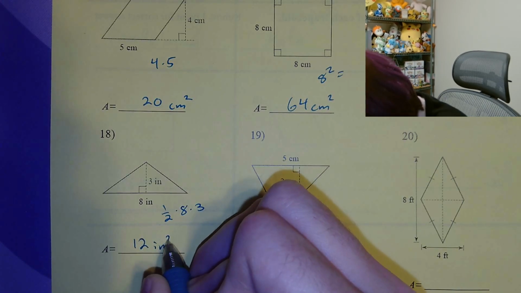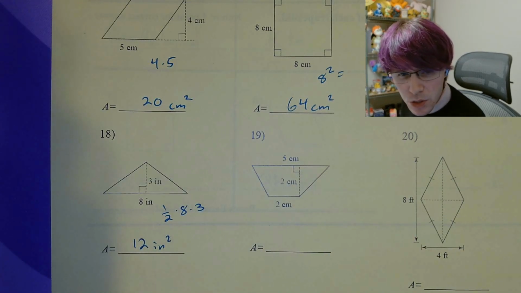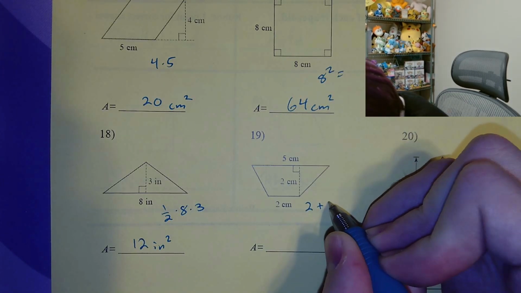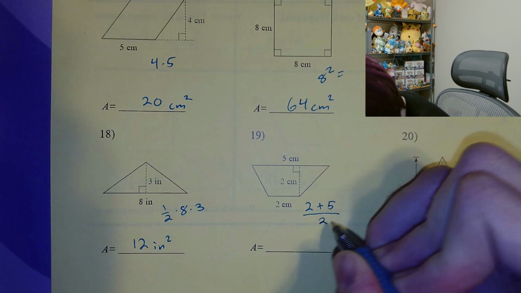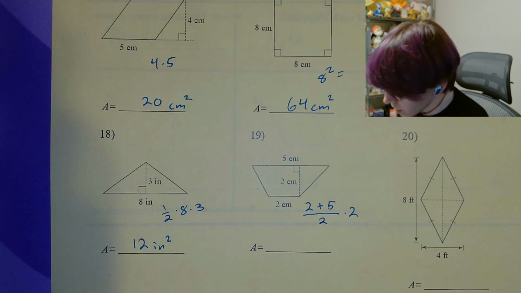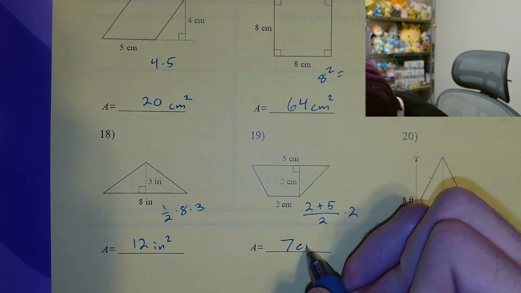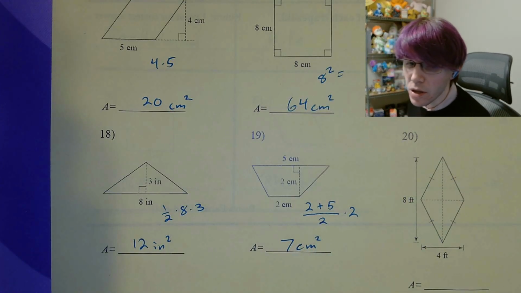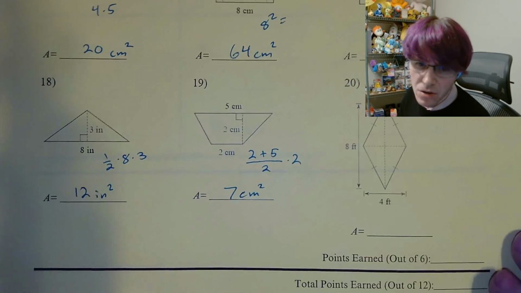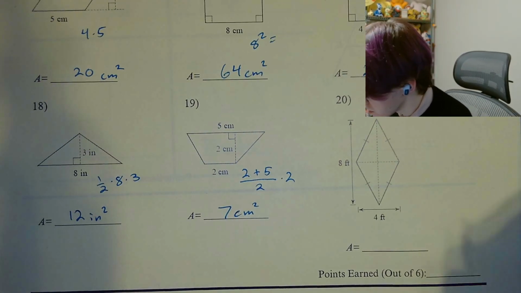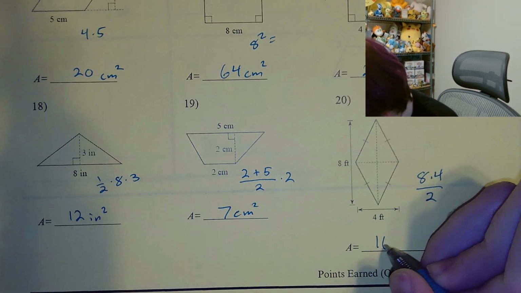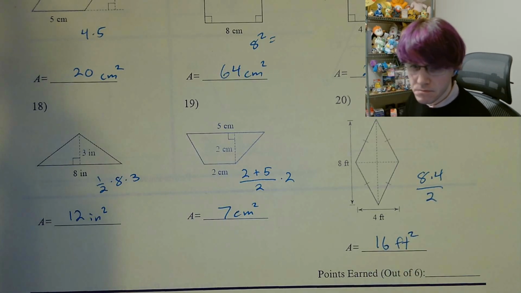12 inches squared. Trapezoid formula is base 1 plus base 2 divided by 2 multiplied by the height. And this guy right here is going to be exactly 7 centimeters squared. I recommend the calculator on that one for sure. And on number 20, we have diagonal times diagonal, divided by 2. 8 times 4, divided by 2. It's going to give you a 16. Don't forget your feet squared on there.